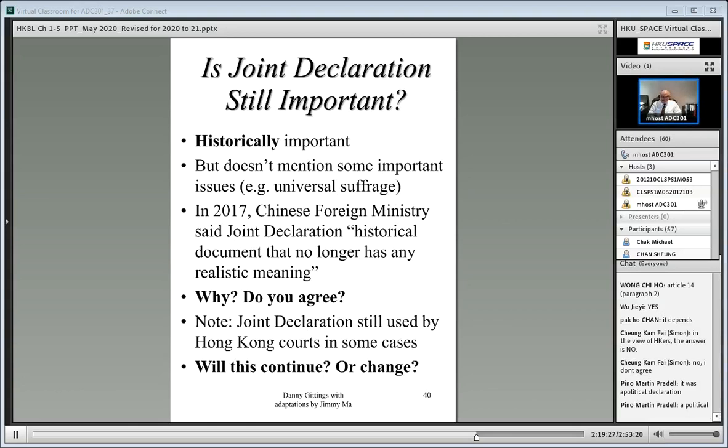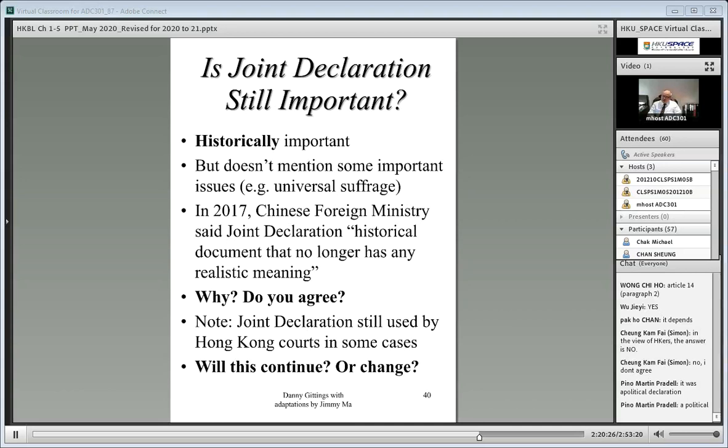This may seem to be a complicated legal question because it involves international law, but for practical purposes, of course, the Joint Declaration does have its significance in the history of Hong Kong. The question really is, what about in law, in our legal system? What effect does it have on our laws? Can we make reference to the Joint Declaration in order to run certain arguments in court? You will see the next bullet point. The Joint Declaration actually is still used by Hong Kong courts in some cases.